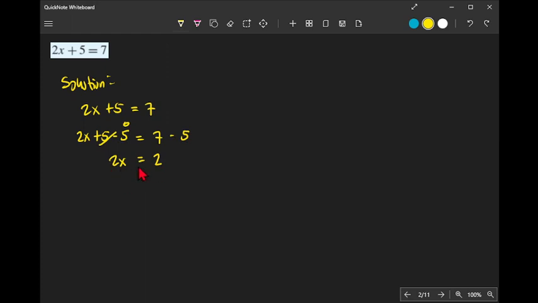Then to have the value only of x, we need to divide both sides by 2, so that the 2 here will be cancelled out, same as here. So our x is equal to 1. That is the value of x for this example.